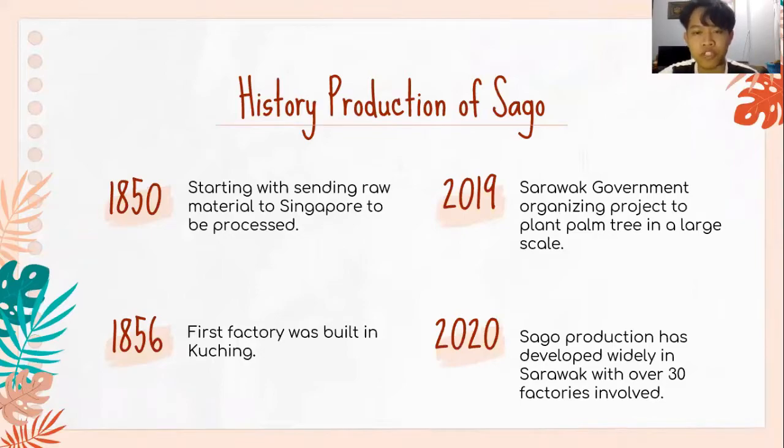The history of production of sagu. In 1850, people in Sarawak started to produce sagu by sending the raw material to Singapore to be processed. And in 1856, the first factory was built in Kuching. Then the production kept growing until 2019, when the Sarawak government organized a project to plant palm trees on a large scale. Hence, in 2020, sagu production has developed widely in Sarawak with over 30 factories involved.